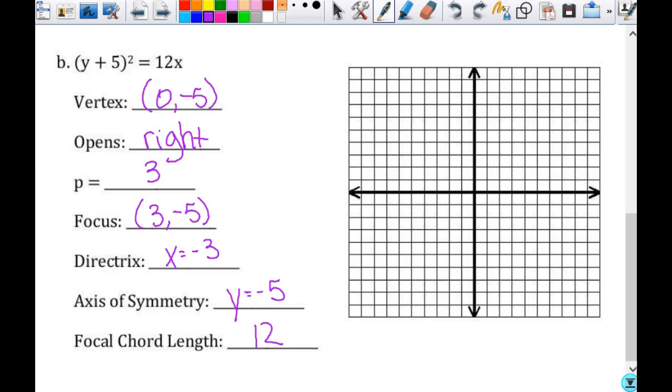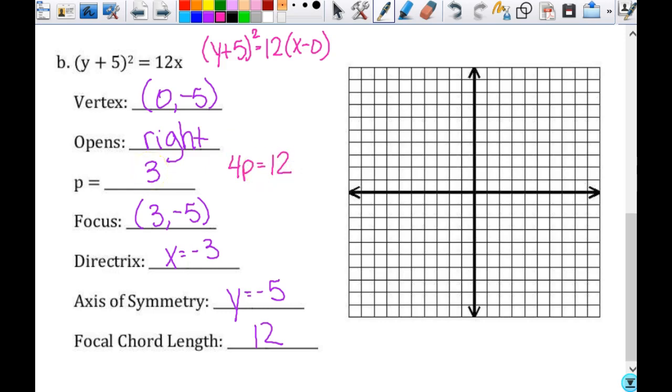Okay, so this is a y squared, right? Since it's a y squared, it either opens left or right. And so here, you can rewrite this as y plus 5 squared equals 12 times x minus 0. You don't have to, but that's technically what's happening, so that your vertex is 0, negative 5. And since it's either left or right, since this is positive, that means it's going to open right. You take your 4p, which equals 12. That gets you p, which equals 3.